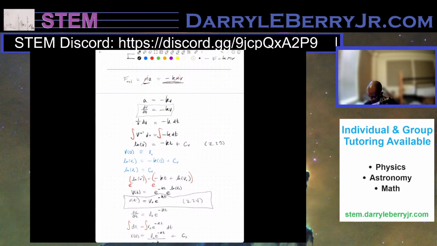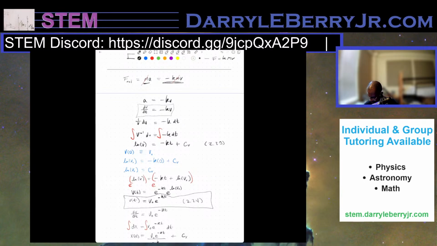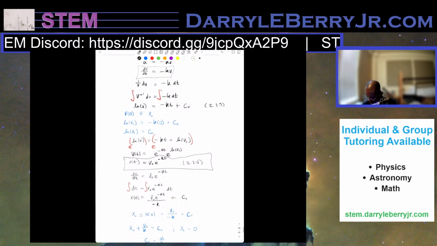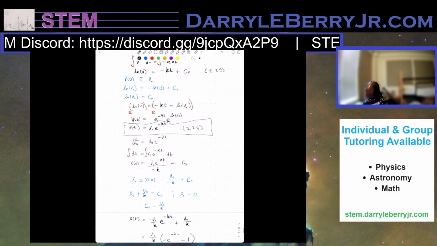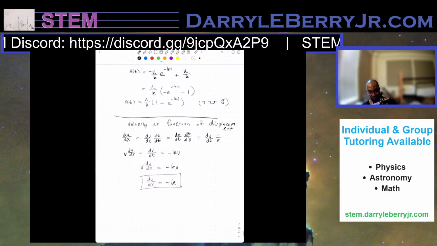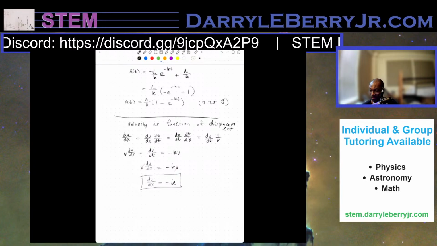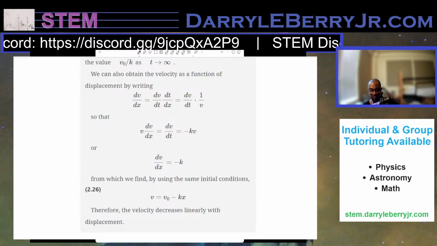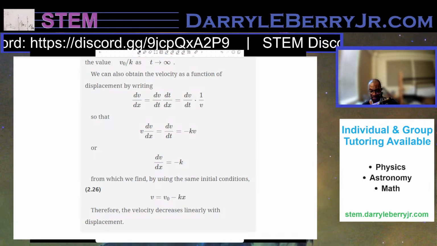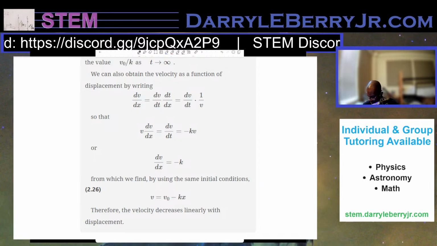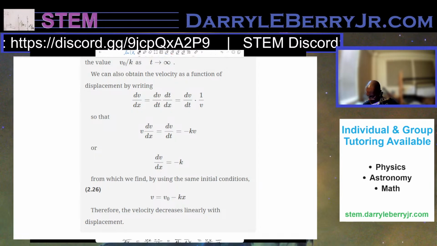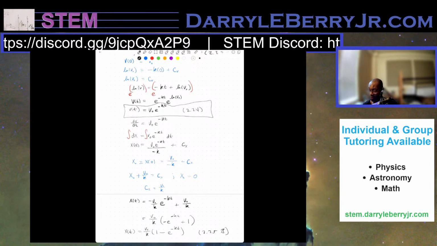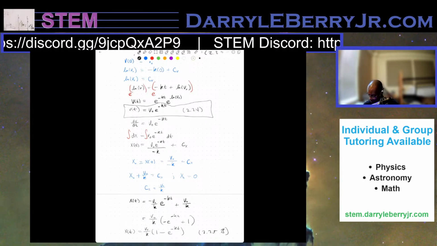So see how they have v equals v naught minus kx. Looking at this part here, from which we find by using the same initial conditions, v equals v naught minus kx. So this is the equation we have for v.